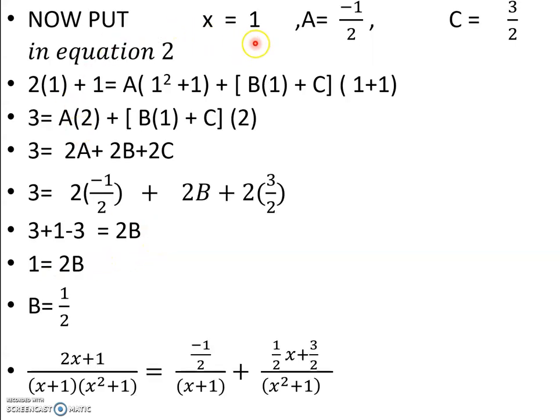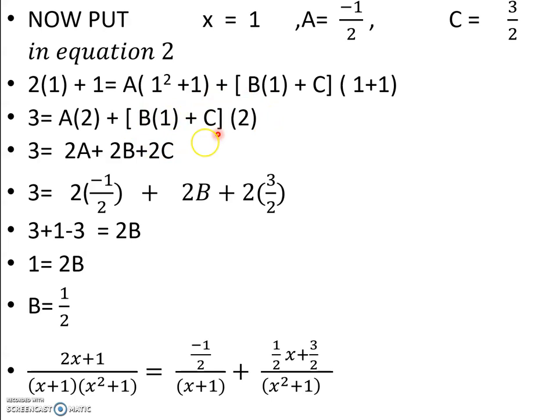Next we have to put x equal to 1. A is equal to minus 1 upon 2. We have c is equal to 3 by 2. So what do we have to derive? Simplify. When x has the value 1, on both the left hand side and right hand side, we have to put x equal to 1. 2 into 1 plus 1. Capital A (1 plus 1), that is obviously 2. (B into 1 plus c)(1 plus 1), 2. So now 1 square is 1. That's why 1 plus 1 is 2.